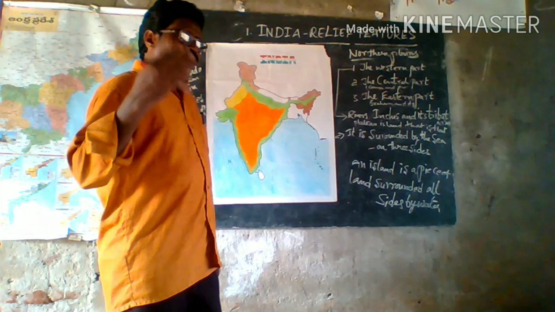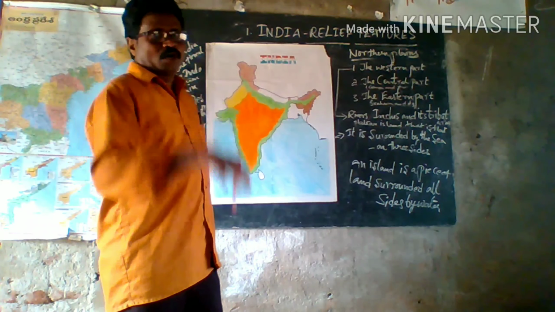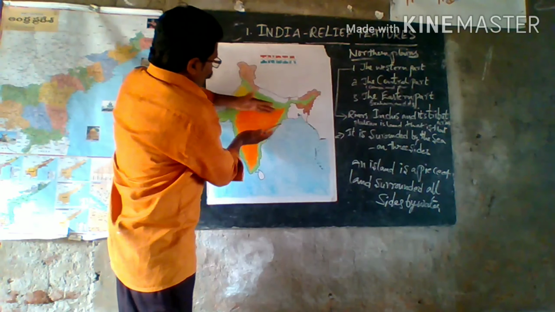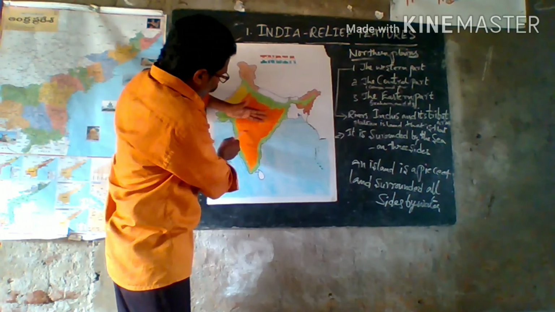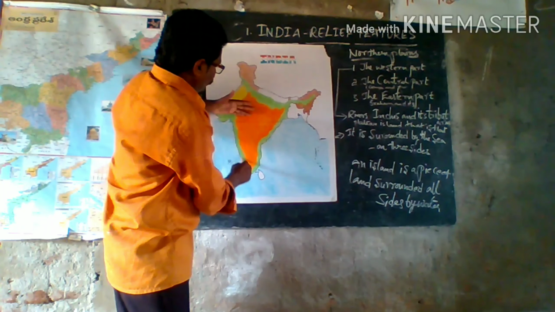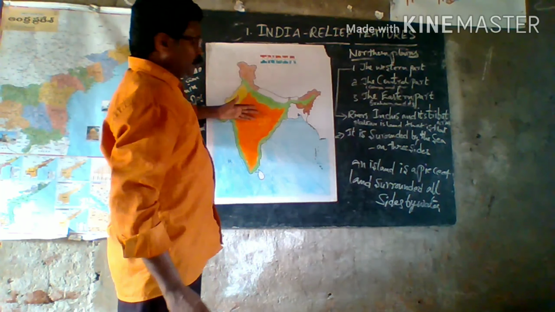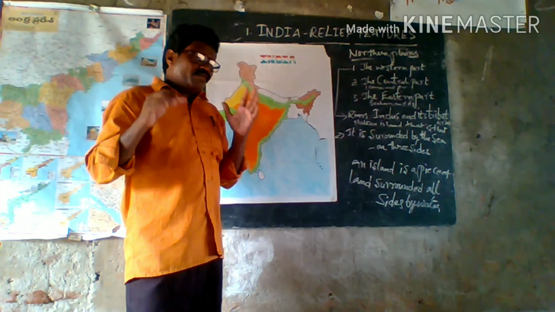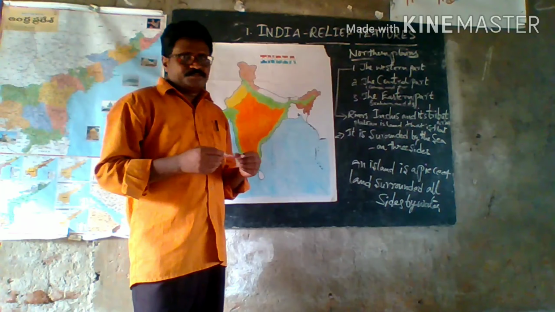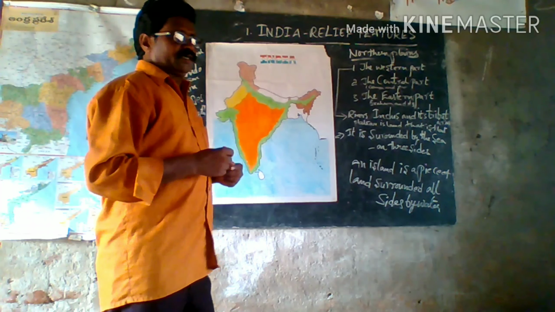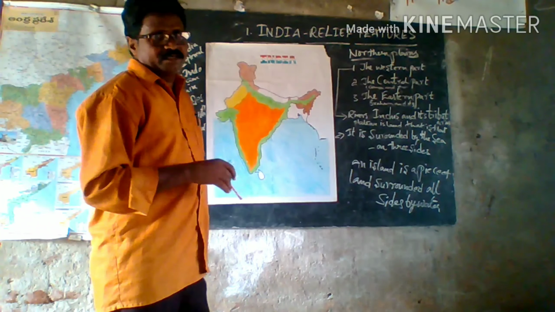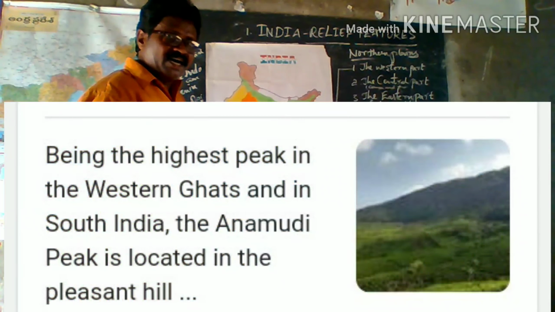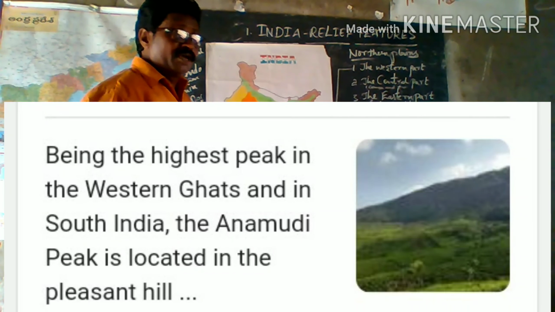And also, which is the highest peak in South India? This upper part is known as North India. The bottom part is known as South India. I would like to ask one question again. Which is the highest peak in South India? Anaimudi. Anaimudi peak is the highest peak in South India. What is the height of Anaimudi?